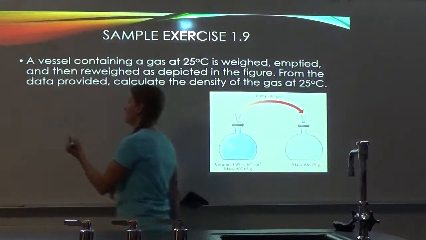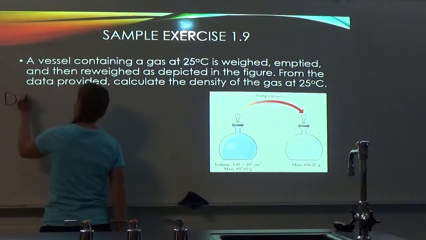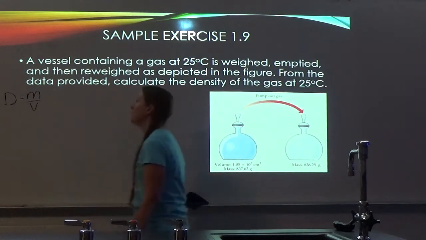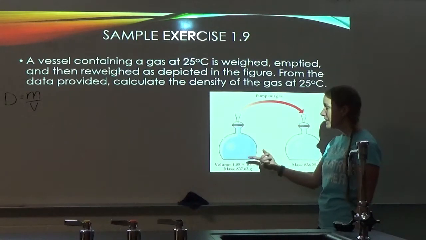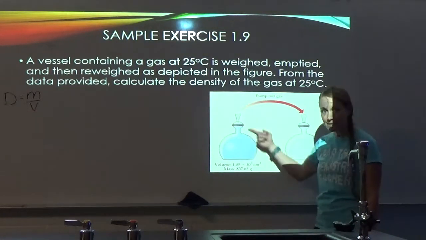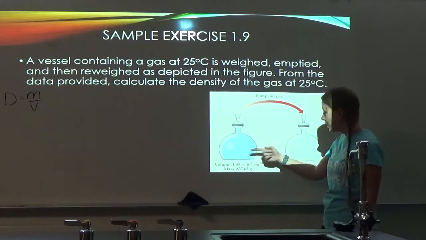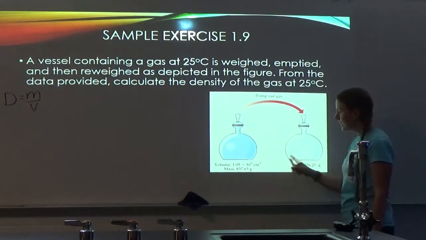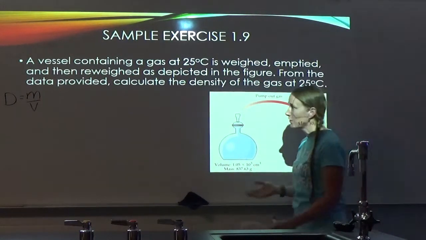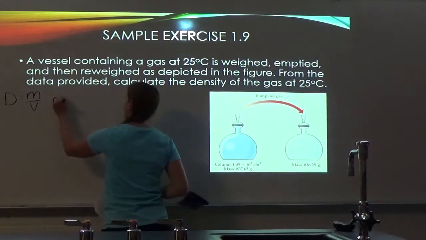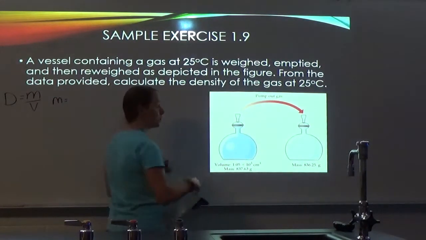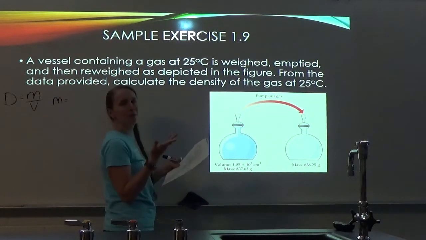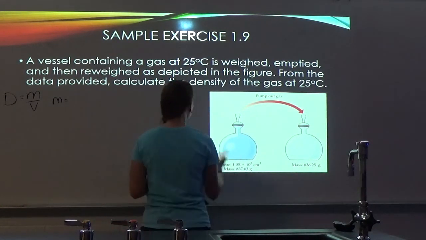Well, we know density is mass over volume. But the thing is, we just want the mass of the gas. So in here, when they weighed it, they had the gas and the flask that it's in. So what I need to do is take my two values and subtract them first to get my mass. I know these numbers are probably hard to see up here, but they're on your paper too. So I'll be writing the numbers over here.